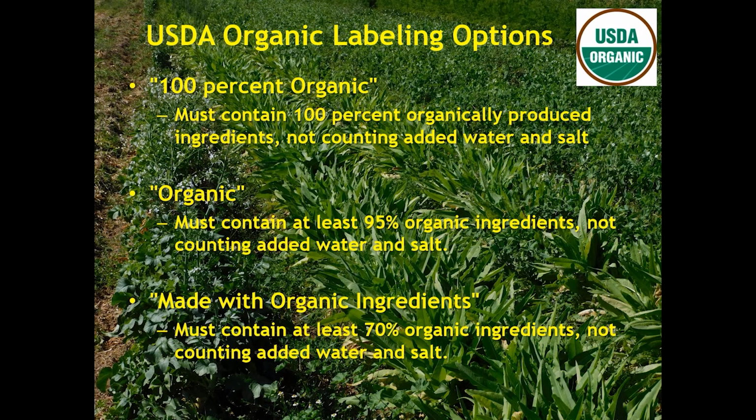The other labeling system is organic, which means that 95% of your ingredients used in the farming system must be organic ingredients, and again, it does not include water and salt. Now, the third type of label is made with organic ingredients. This one is a little different in the sense that only 70% of what is used is organic ingredients. Again, it does not include water and salt.